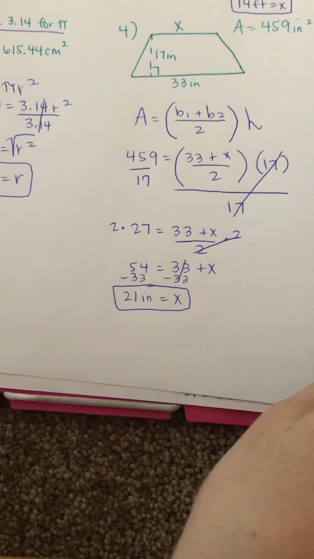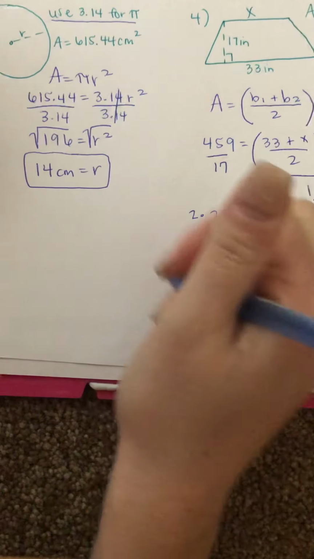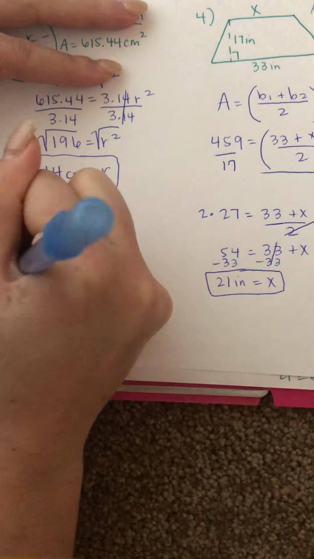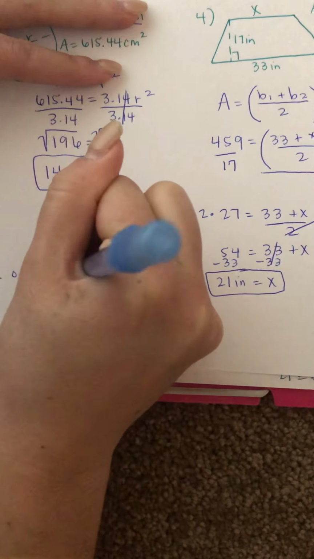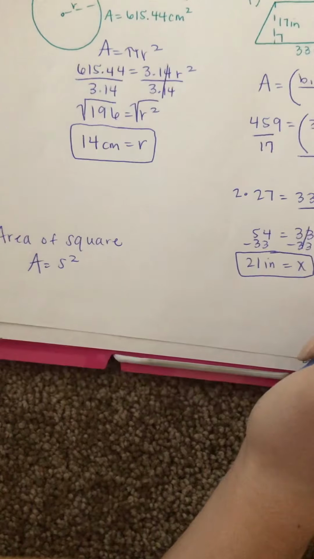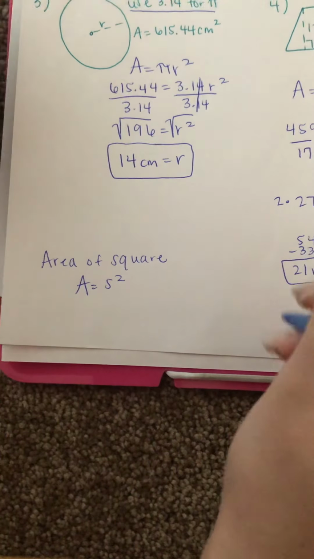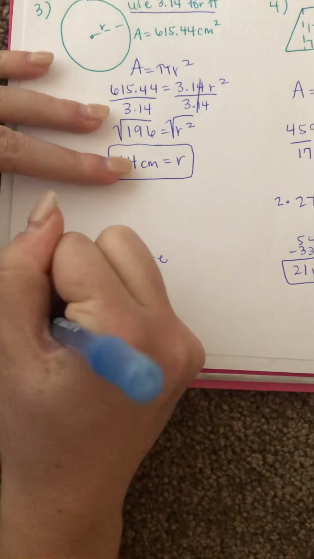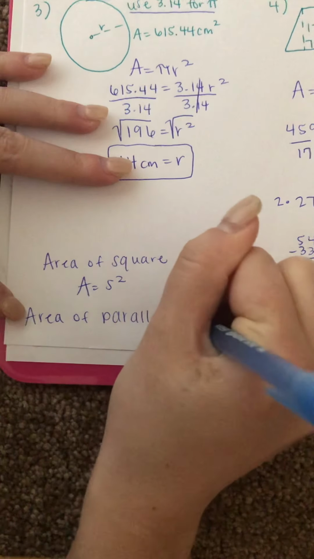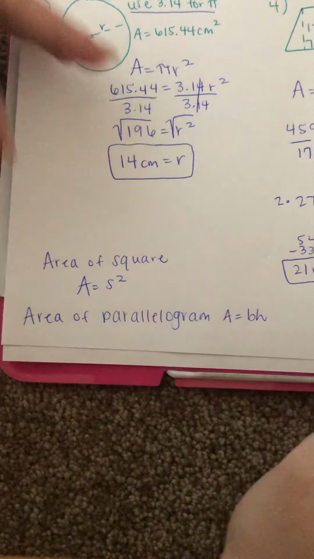Okay, a couple of other important things to note. That is the formula for area of a square, A equals S squared. This information is going to help you complete your form. And then the formula for area of a parallelogram is A equals base times height.